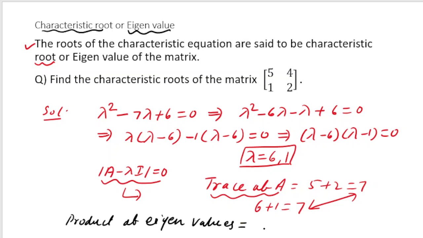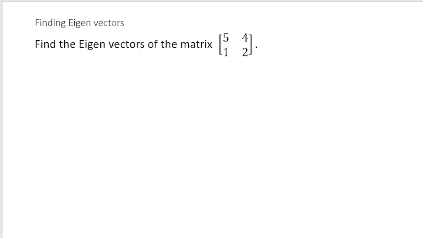Here 6 into 1 is 6. And if I ask you to calculate the determinant of this matrix, 5 into 2 is 10, minus 1 into 4, 4, is equal to 6, right? So it means that the product of the eigenvalues is equal to the determinant of the matrix, and the sum of the eigenvalues is equal to the trace of the matrix. This helps us to check whether the values that we have got are right or not.